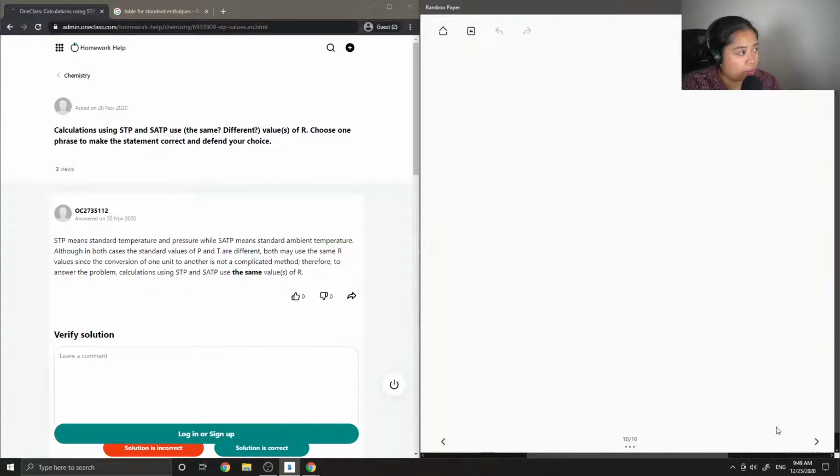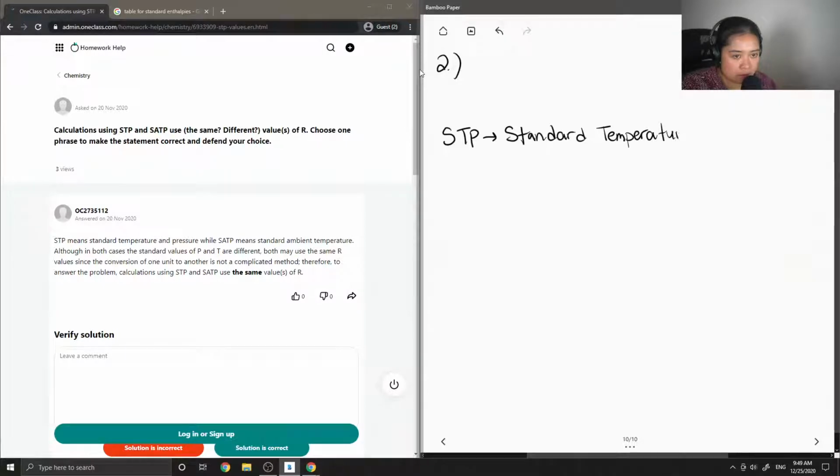Okay, so question number 2. Calculations using STP and SATP use the same, different values of R. Choose one phrase to make the statement correct and defend your choice. Okay, so STP stands for standard temperature and pressure.